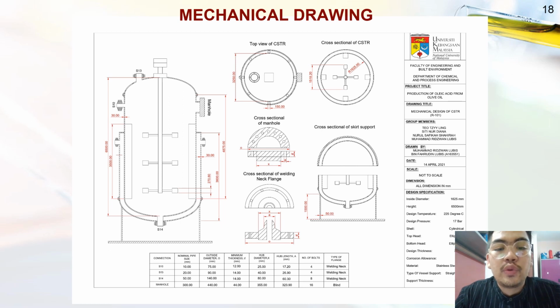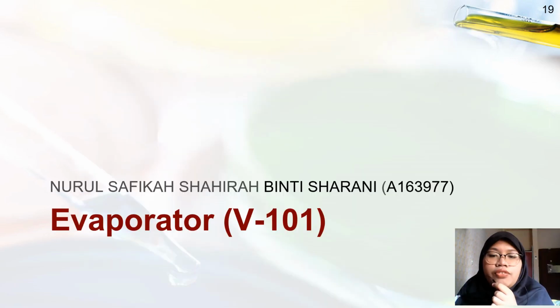This CSTR will operate at 250 degrees Celsius and 16 bar operating pressure. As you can see in the table below, it shows the design of flange and manhole size, and also the types of flange used, which are welding neck and blind. For the mechanical part of the evaporator, I am Shafika and I will explain the mechanical design for the evaporator.